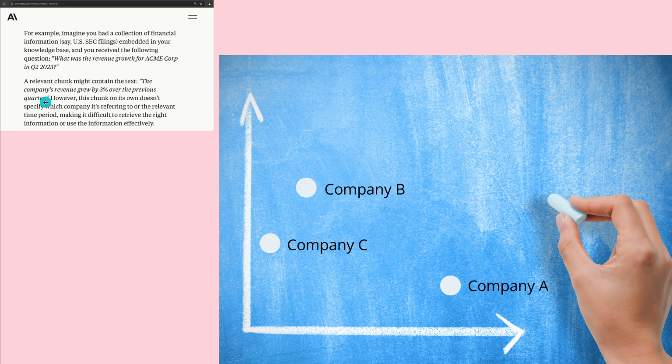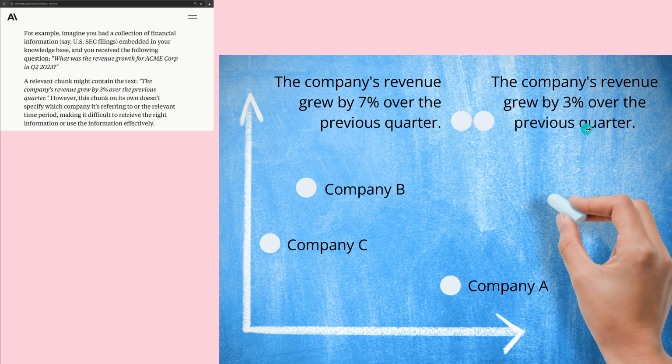But now let's take this official example by Anthropic. The company revenue grew by 3% over the previous quarter. In building the vector space, the system found, hey, this is great, I have this sentence here. And the system also says, hey, I have a sentence that is almost identical: the company's revenue grew by 7% over the previous quarter. And this one is 3%. So in building the vector space, the system aggregates similar semantic meaning and strings. So it puts those two sentences really close together.